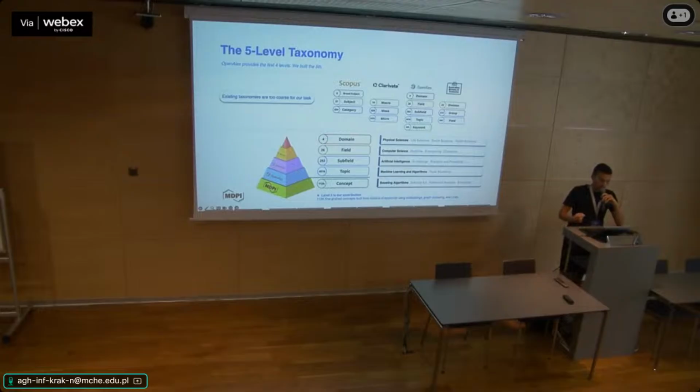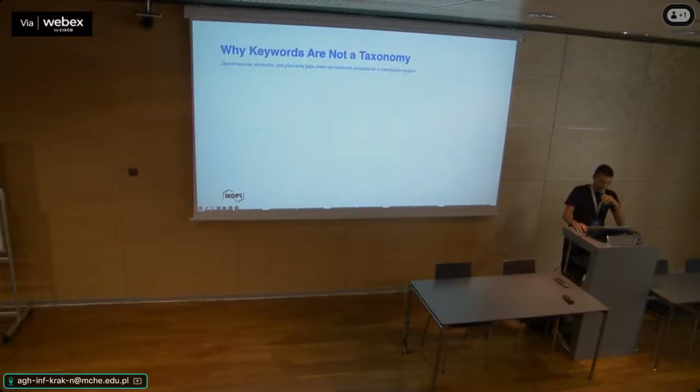So what we did was to build a 5th level, and we will see the whole pipeline we built to achieve this. For example, a domain is something like physical science, a field is computer science, a subfield can be artificial intelligence, a topic can be machine learning and algorithms, while a concept, which is the level that we wanted to achieve, is something more specific, like boosting algorithms, okay? So the 5th level is our contribution.